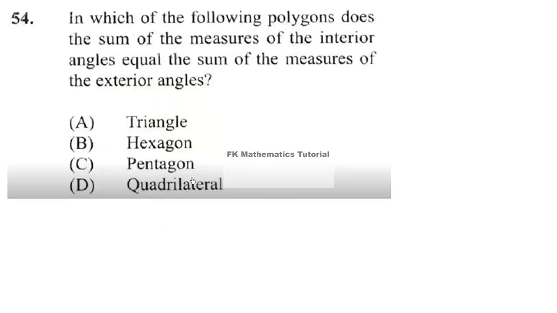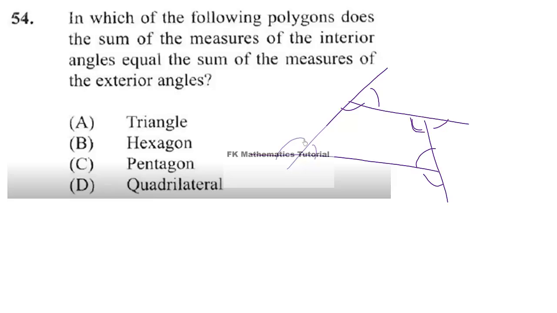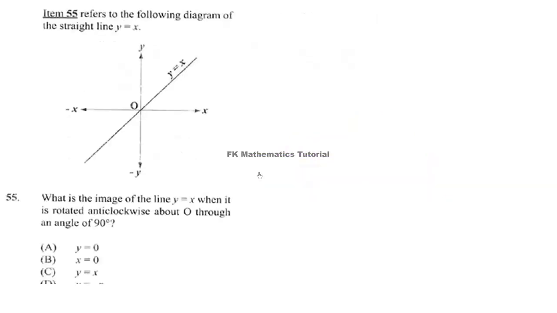In which of the following polygons does the sum of the measures of the interior angles equal the sum of the measures of the exterior angles? So the interior angles, we have this, all add up to 360. Then the exterior angles will also add up to 360. So this is the only polygon that has 4 sides, which is a quadrilateral. The quadrilateral has 4 sides.